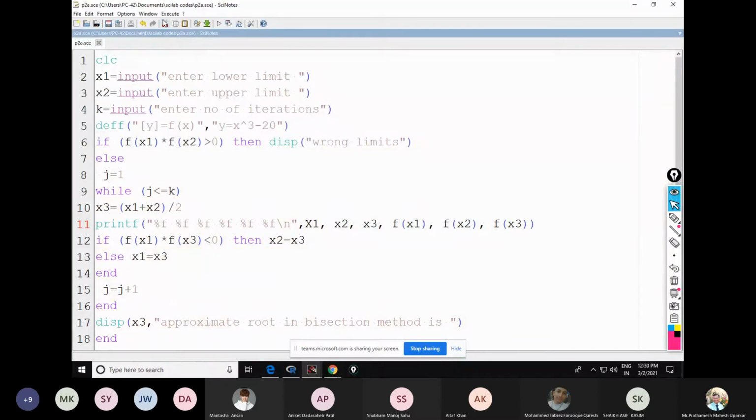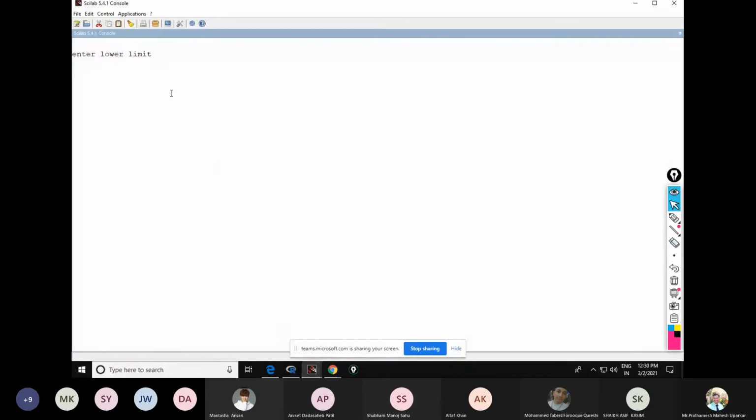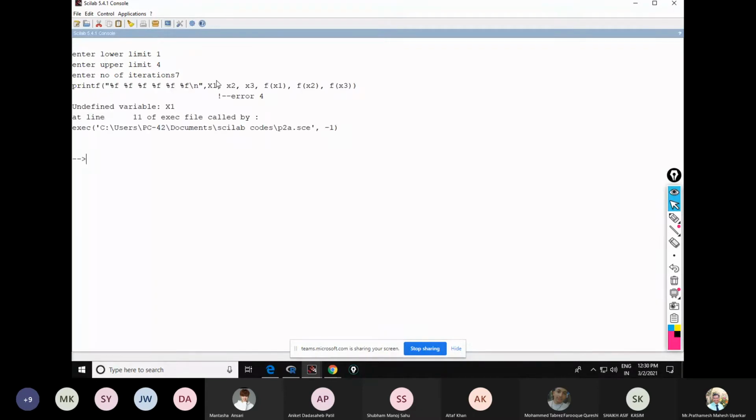Okay, now let us go to the Scilab console. It is already executing the program. Enter the lower limit. मेरा lower limit क्या था 1, upper limit क्या था 4. I have to perform the 7 iterations, so I will enter number of iterations 7. Okay. Now it is showing me error. Why is it an error? क्यों error दिया ये? Because you have used capital X.